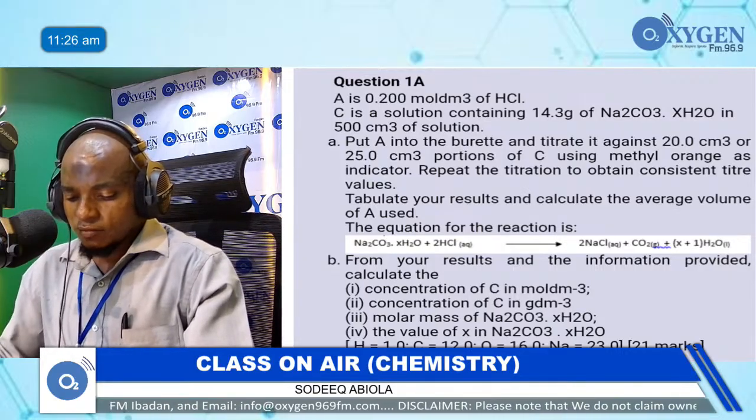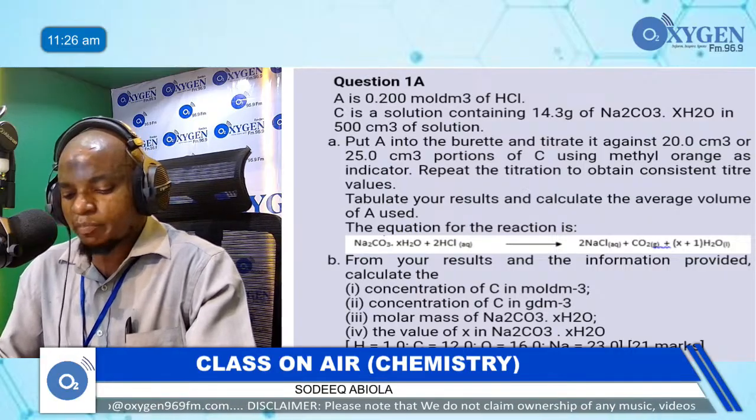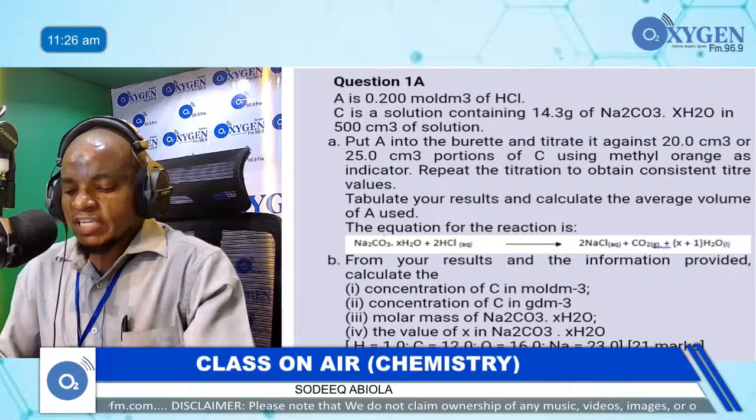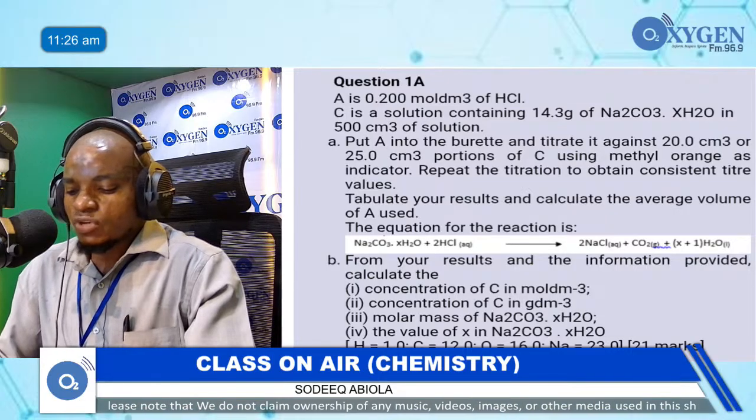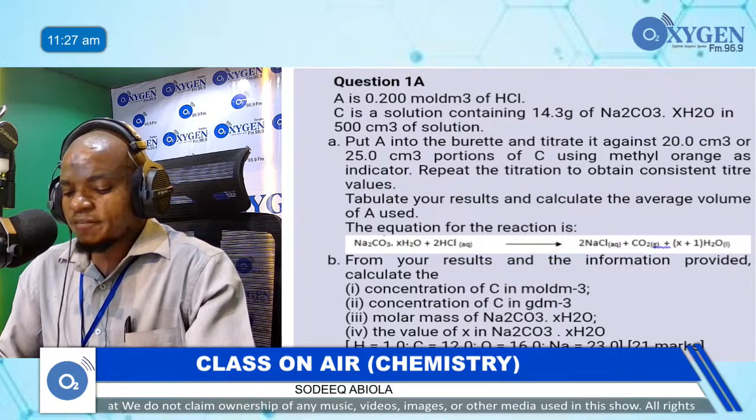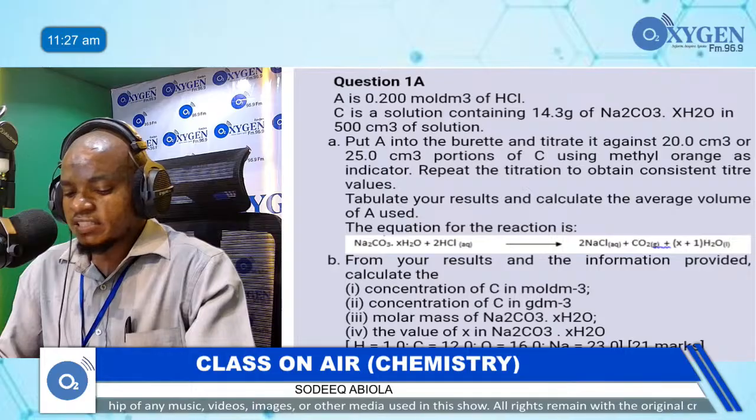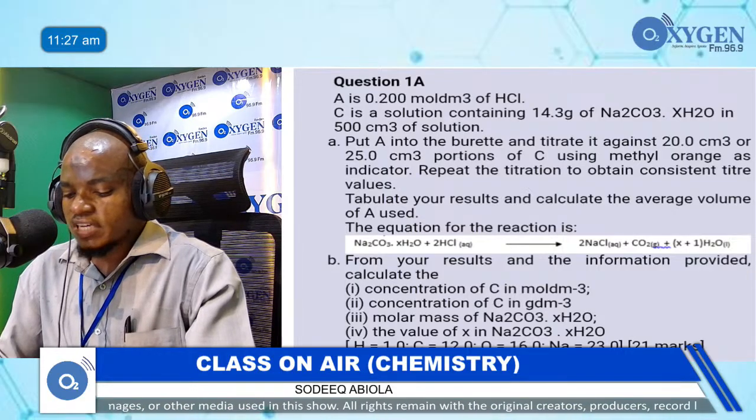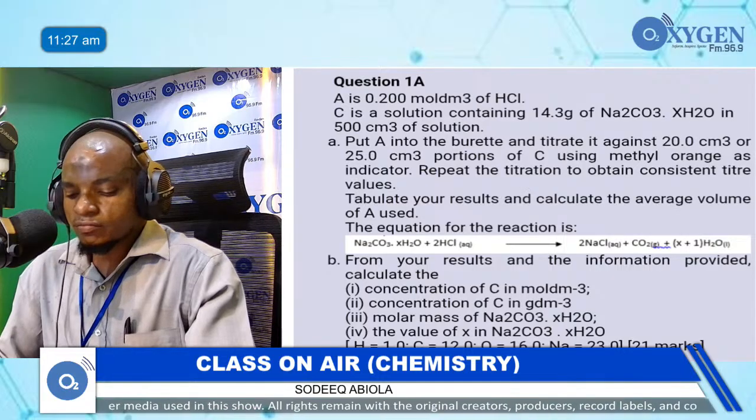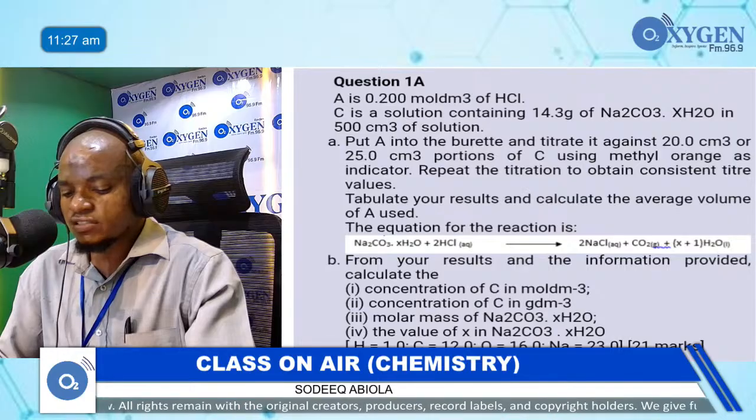Now, the procedure, because this question is a real WAEC practical question: put A into the burette and titrate it against 20.0 cm cube or 25.0 cm cube portions of C using methyl orange as indicator. Repeat the titration to obtain consistent titer values. Tabulate your results and calculate the average volume of acid used.